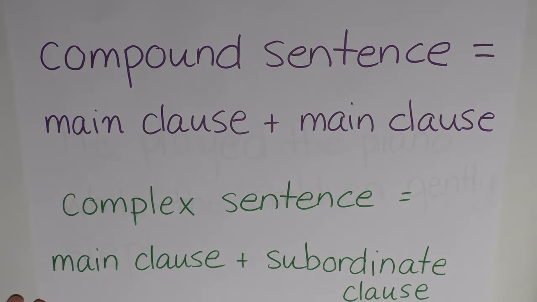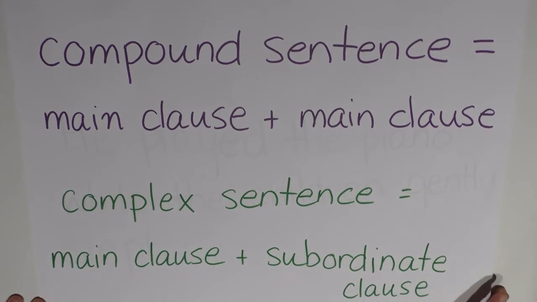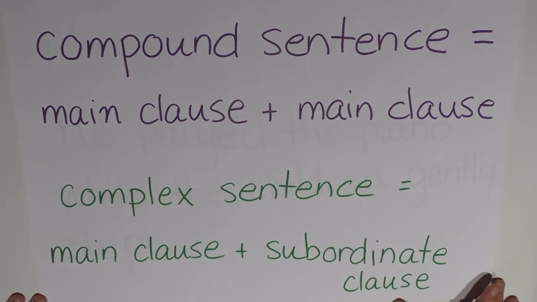a main or independent clause. The other is called the subordinate clause or the dependent clause. So in this situation we have a complex sentence, which is the main clause and a subordinate clause or a dependent clause. So let's have a look at some sentences to see how that's different.